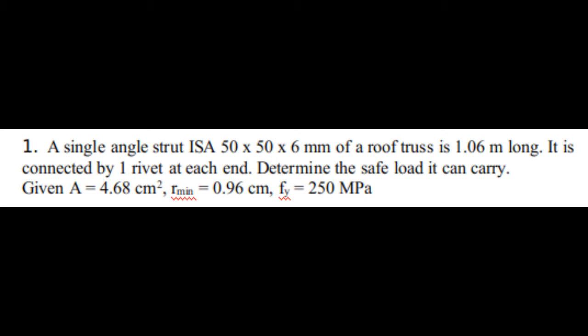Here you see in the question the value of R min is directly given as 0.96 centimeter, but when you look at the table you will see that there will be Rxx and Ryy. They may be equal, they may be different. If they are different, you have to take the least value, but in this question the value of R min is already directly provided for you.